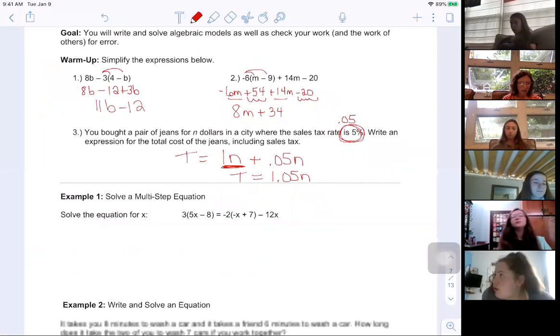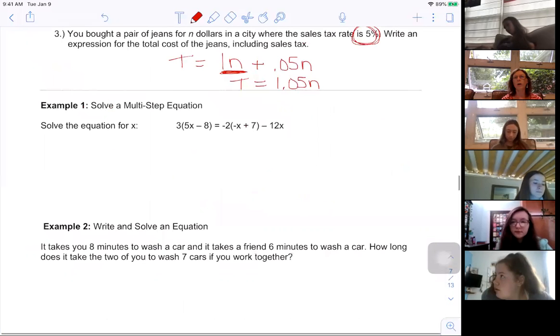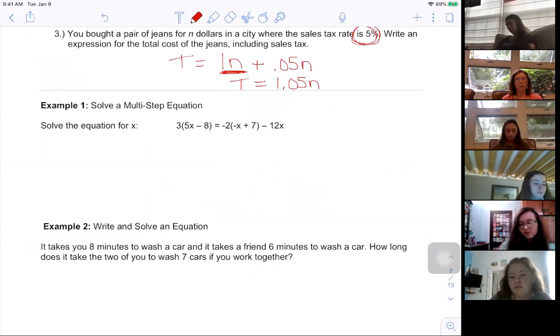All right, so we're going to get to an equation, and it looks like a little word problem underneath. This equation, multi-step problem, solve for x. So just think about the process that you would want to do to solve for x.